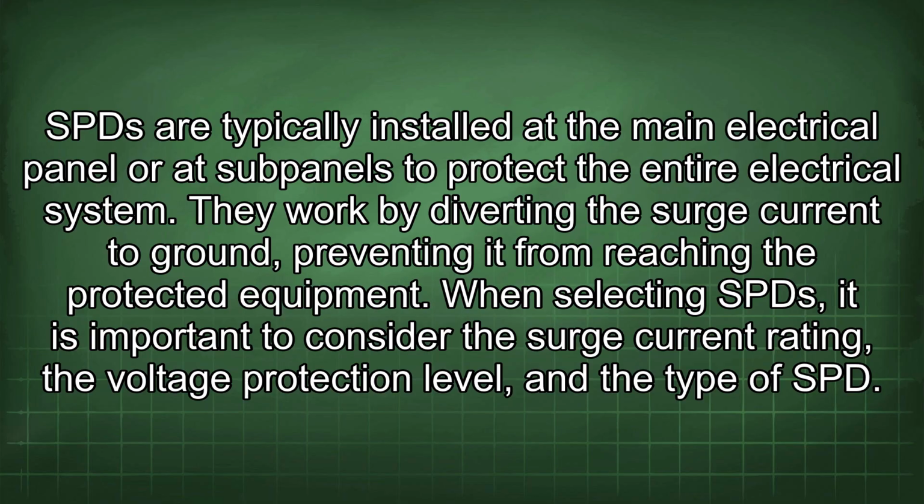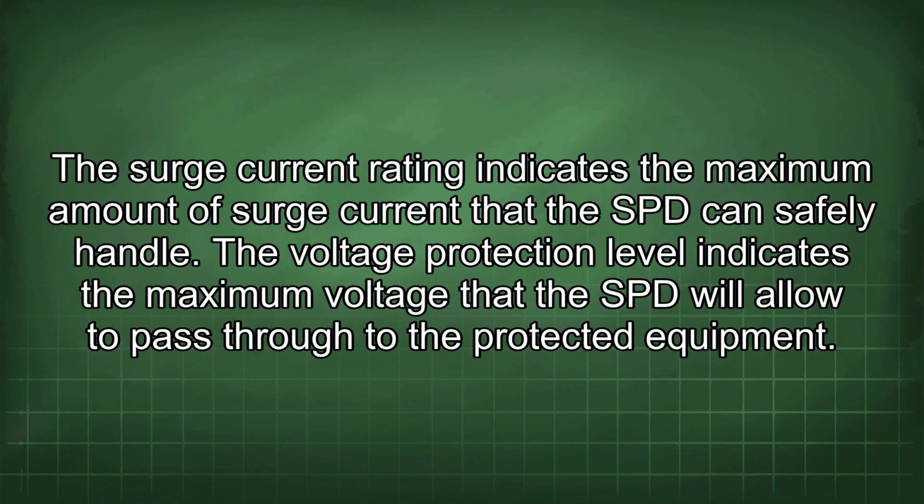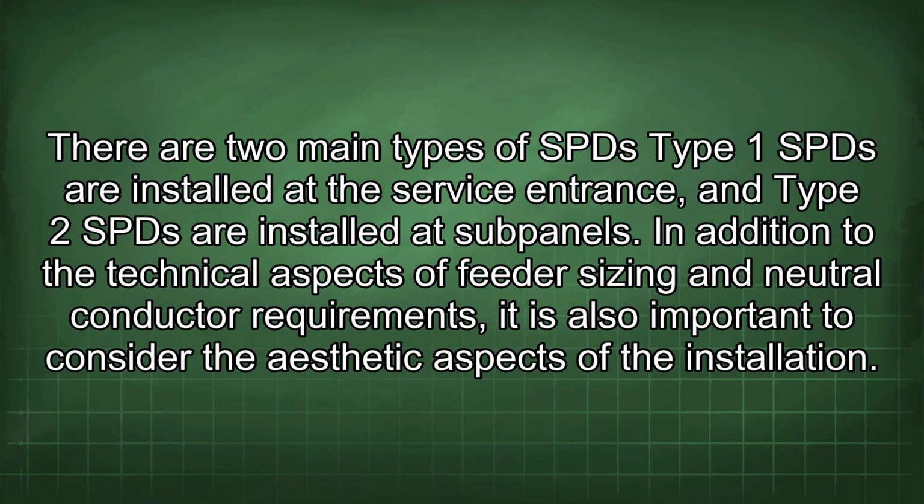When selecting SPDs, it is important to consider the surge current rating, the voltage protection level, and the type of SPD. The surge current rating indicates the maximum amount of surge current that the SPD can safely handle. The voltage protection level indicates the maximum voltage that the SPD will allow to pass through to the protected equipment. There are two main types of SPD. Type 1 SPDs are installed at the service entrance, and Type 2 SPDs are installed at subpanels.